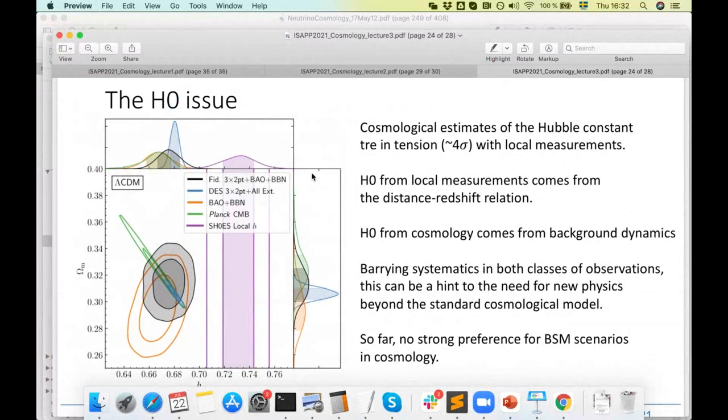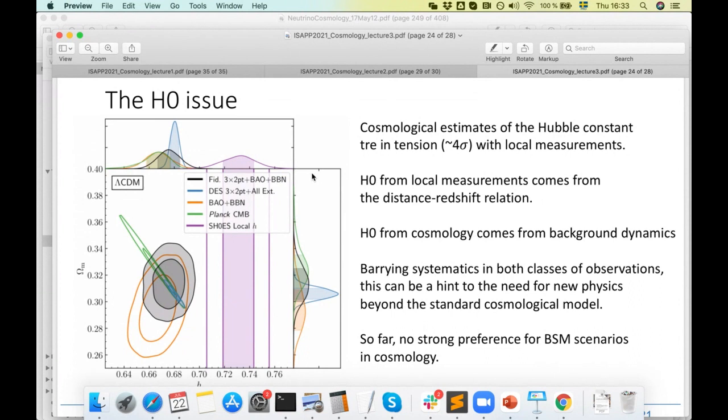Not in lambda CDM, nor in simple extensions of lambda CDM. With simple extensions, I mean adding one parameter to the lambda CDM model, for example, adding additional relativistic degrees of freedom, or adding a dynamical dark energy component.